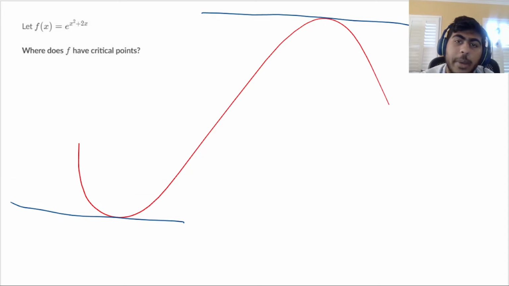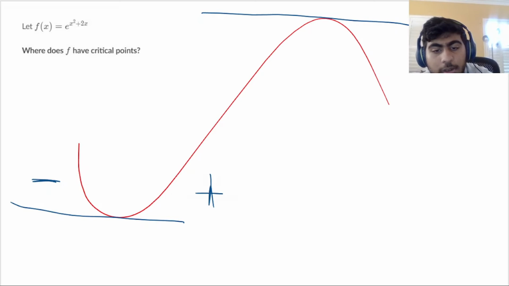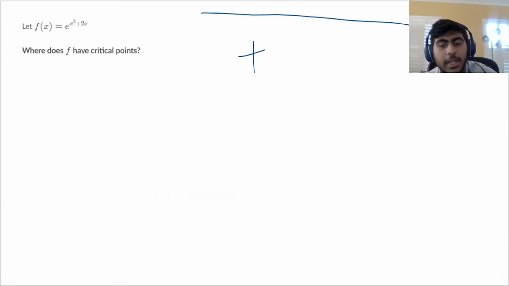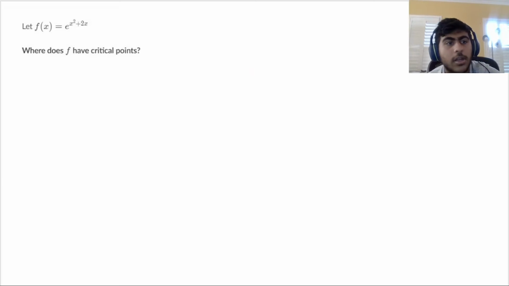Now, a way you can find the maxima and minima is that for a minima, it's going from negative derivative to positive derivative, and a maxima is going from positive derivative to a negative derivative. But that's not what we're going to be talking about here. We're just going to be finding the critical points, right?